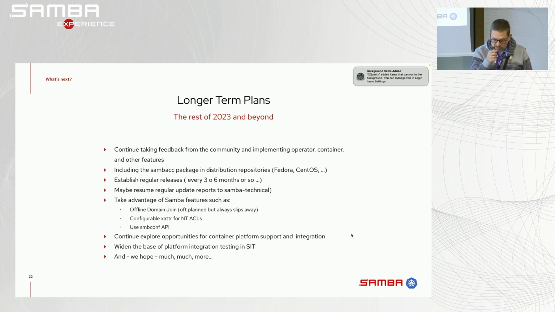So we would like to use the smb.conf API, maybe via some Python wrapper in the samba-cc tool, which is written in pure Python. So this is also more of an idea than a concrete plan.